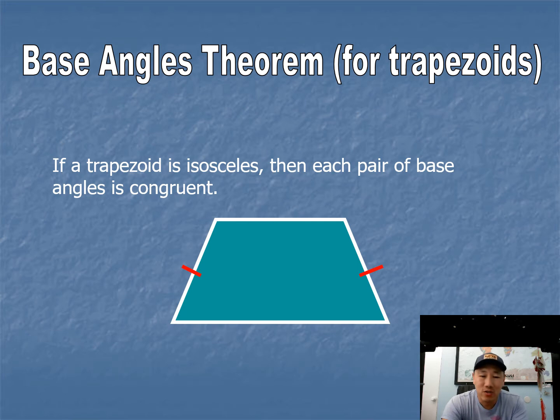For an isosceles trapezoid, we have a theorem, the base angles theorem, which is the same as the base angles theorem for triangles. If a trapezoid is isosceles, then each pair of base angles are congruent. So if you have these 2 sides equal, then, according to the theorem, these 2 angles are equal. Not only that, if you flip the whole trapezoid upside down, these 2 angles are also equal.